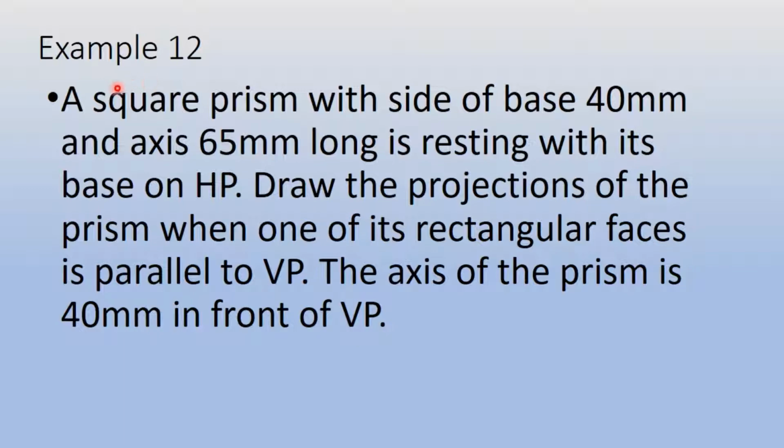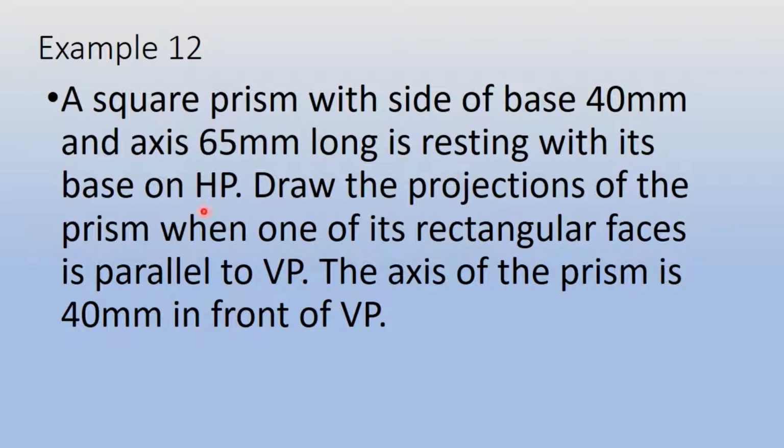So here the first thing to note is now it is a square prism. Earlier we were doing some problems on cone. Now we will solve some problems of square prism. Here you see that the dimensions of the square prism given are the base side 40 mm and the axis 65 mm long. And these two dimensions are enough to describe a square prism.